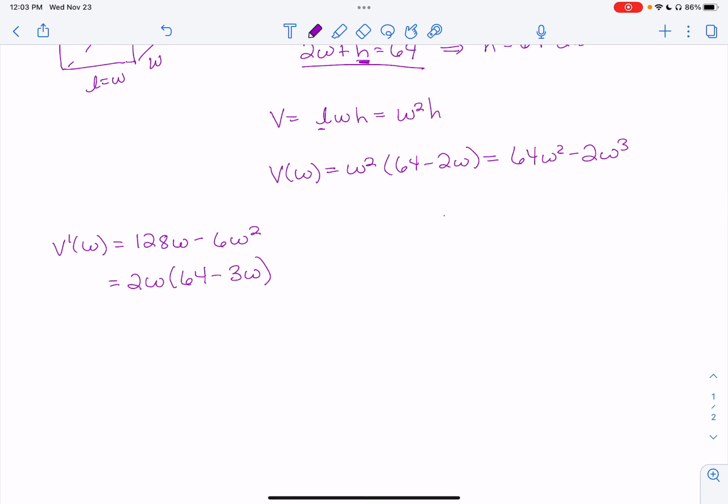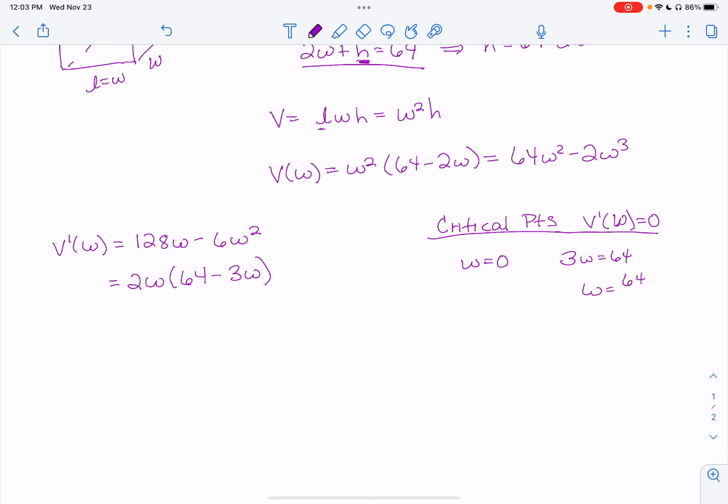So if I want to find my critical points, because I want to find my potential max or min points, then remember that I want my first derivative with respect to w equal to 0. So either I come out with w equal to 0, or 3w equals 64, and so w equals 64 thirds, which is fine.